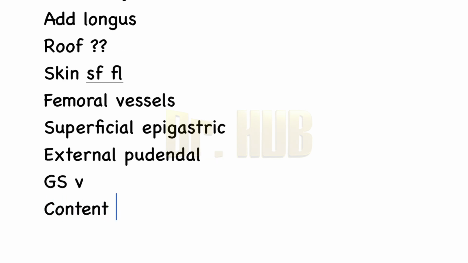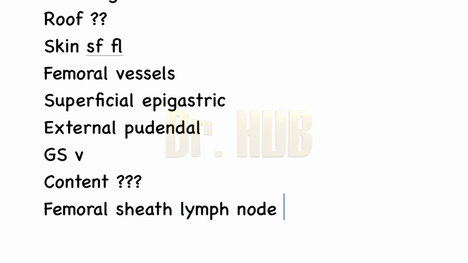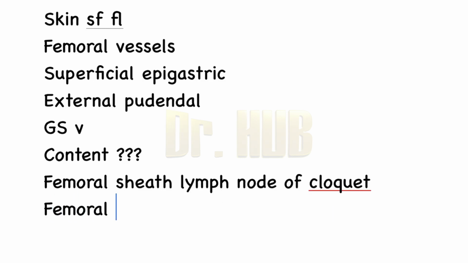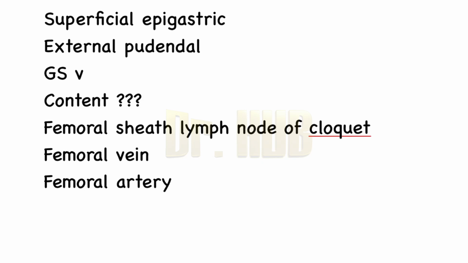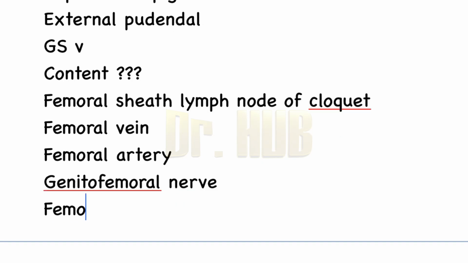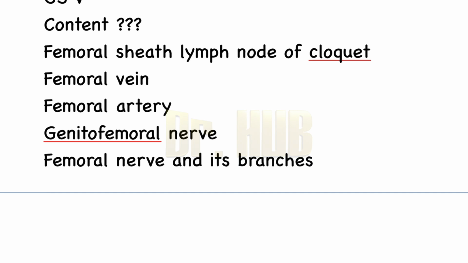Now comes the contents. The contents include the femoral sheath, and this contains the lymph node of Cloquet, the femoral vein, the femoral artery, as well as the femoral branch of the genitofemoral nerve. Next is the femoral nerve and its branches. The other content is the lateral femoral cutaneous nerve of the thigh.